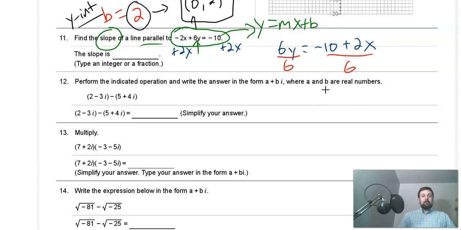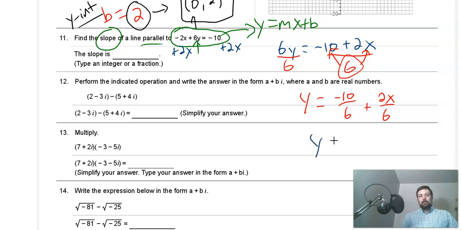And you're going to get, I think I have room down here, y equals, now this 6 has to divide into both of these. While that might not affect the answer you get for the slope, if you only divide it into the x, but you don't also divide it into the 10, I would take a point off because that's a mistake. All right, so we're going to get -10 over 6 plus 2x over 6. And we want to simplify this. So reduce this fraction. We get -5 over 3, right?